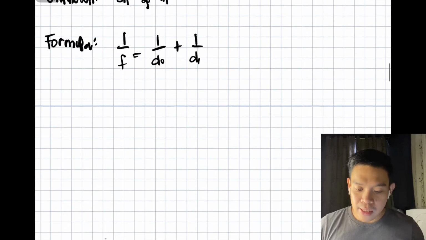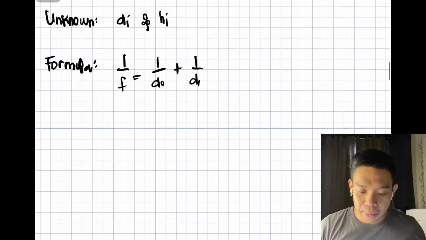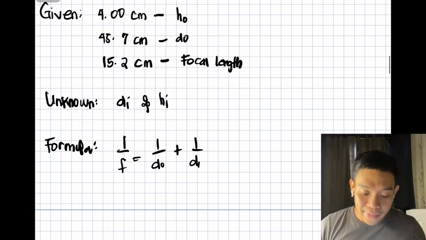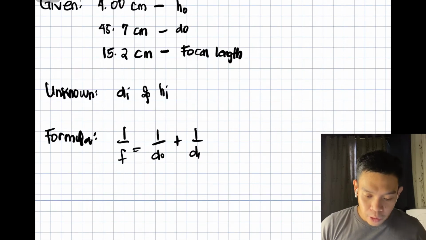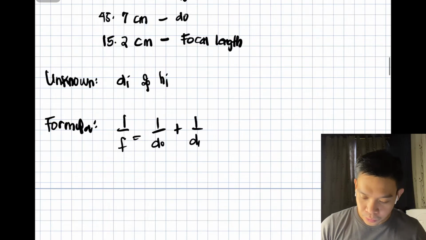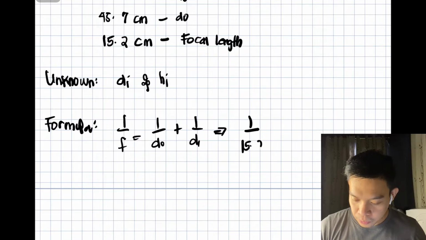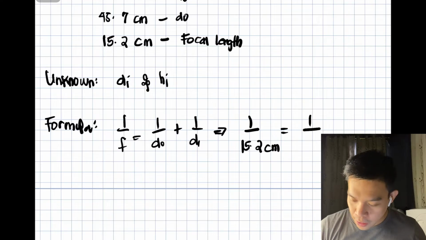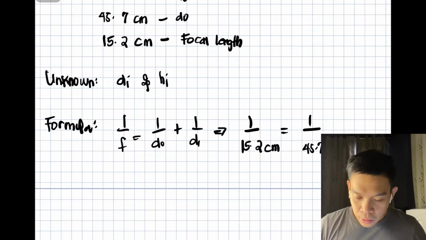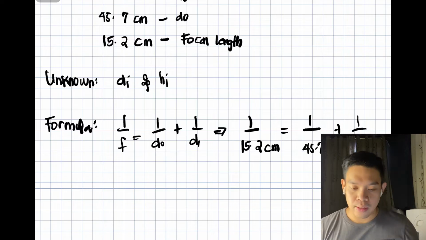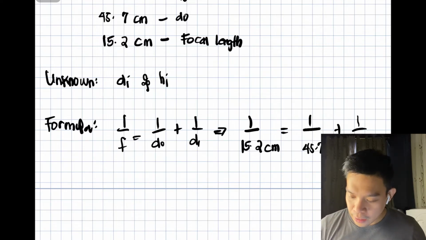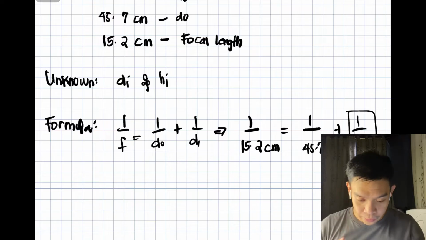To give us a very reasonable way on how to solve a problem, we need to substitute the given values. So 1 over f is equal to 1 over 15.2 centimeter, is equal to 1 over dO, which is 45.7 centimeter, plus 1 over dI. Am I correct with that? Yes. So we're looking for the value of dI. This is what we are looking for.